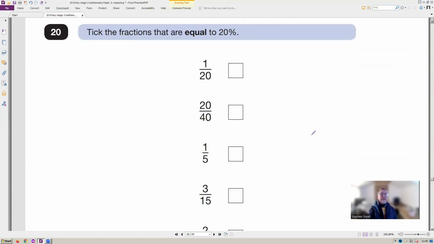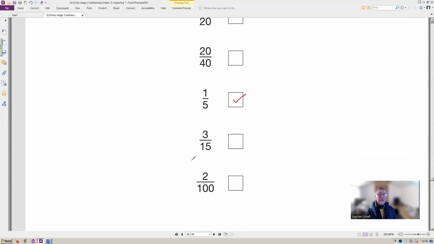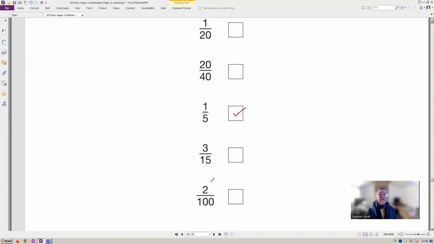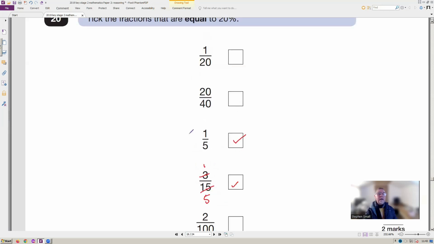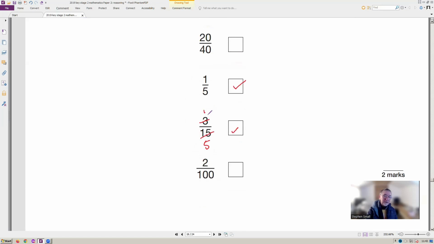Take the fractions that are equal to 20%. Well, this is one of them because 20% is a fifth. Is there more? That's 1/50th. 3/15ths, I think, is a fifth because 3 goes into 3 once, 3 goes into 15 5 times. That's a fifth. That's a half. This one's 1/20th, so that's the ones.